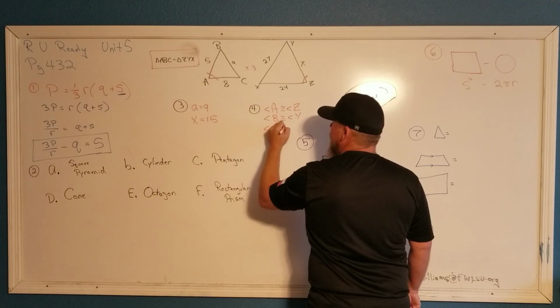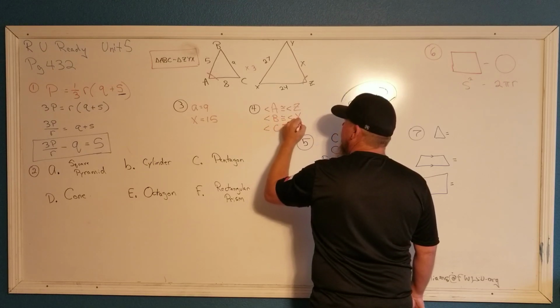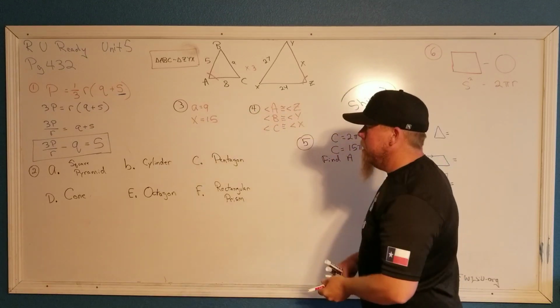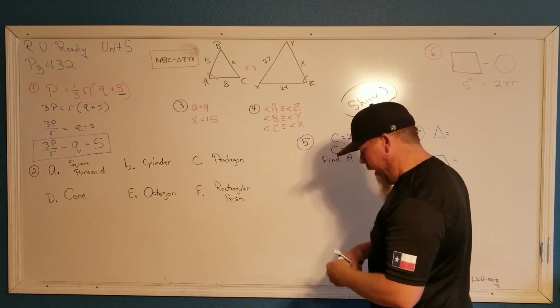And angle C is congruent to angle X. And they did that on purpose. Notice this is ABC, then XYZ. They did it on purpose just to make sure you were paying attention, to see if they could catch you slipping up a little bit.